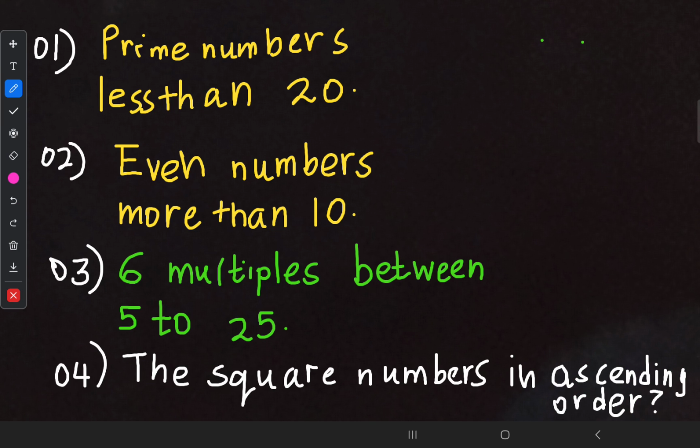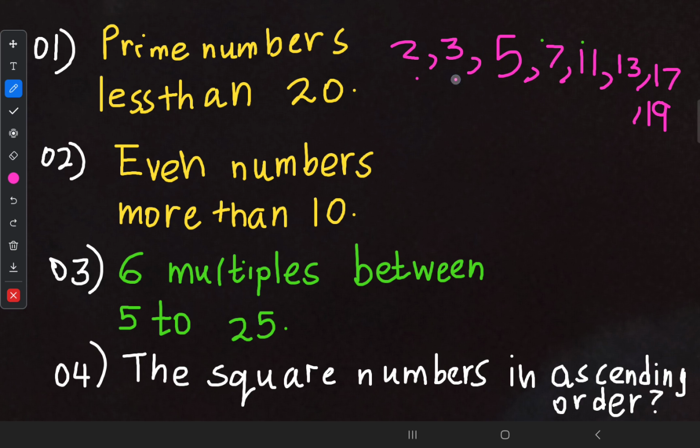Okay, here, prime numbers less than 20. Less than 20 means we know the prime numbers are 2, 3. Prime numbers means numbers with only 2 factors: 2, 3, 5, 7, 11, 13, 17 and 19. These are our prime numbers, less than 20. So there are only a limited number of them. So this is a finite number pattern.